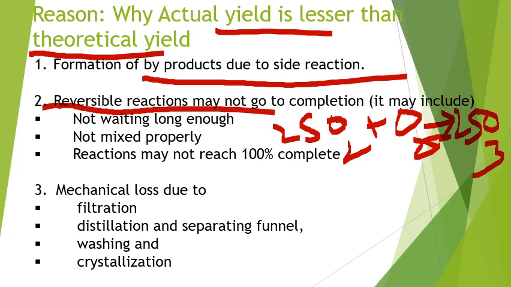In theoretical yield, we consider 100% application of the law of conservation of mass, that whatever quantity we have taken, the whole is converted into the product, while it never happens actually.